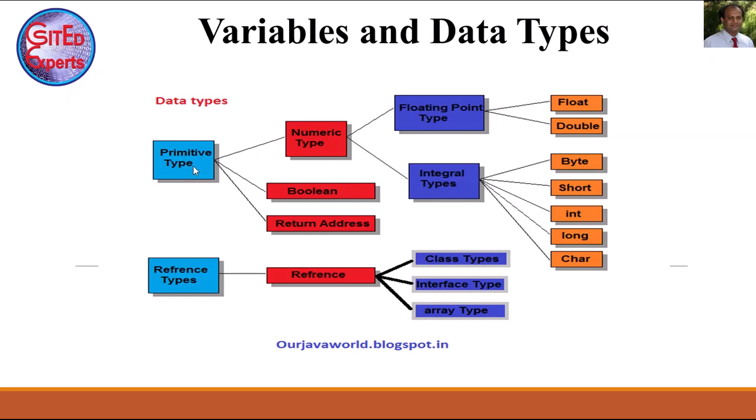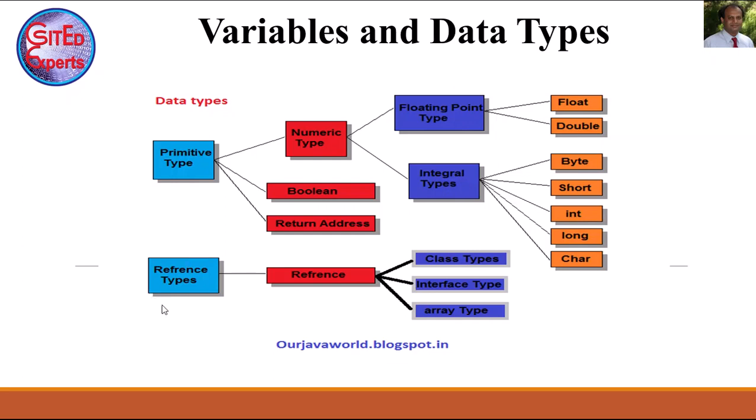Within primitive data type, there are numeric types, and there are Boolean and return address. Numeric type has two major classes: floating type, which has two primitive types, float and double, and integer type. Integer type has byte, short, integer, long, and character types. These are primitive data types.